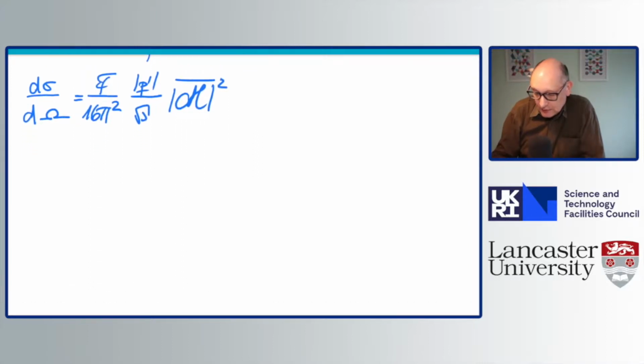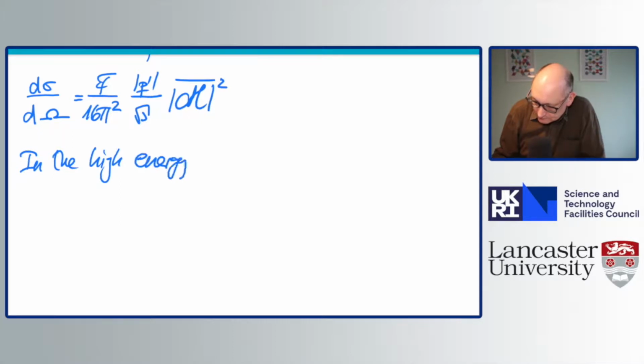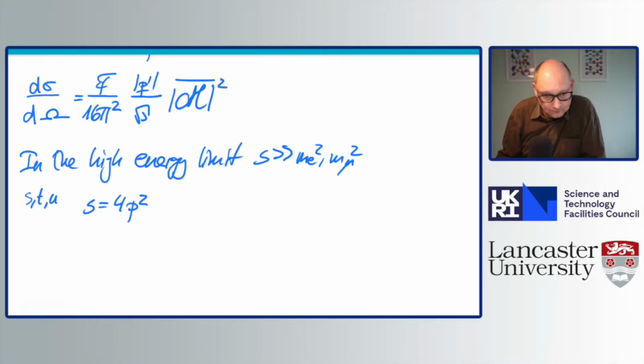Directly by measuring the scattering angle dependence of the cross section. Now, in the high energy limit, where s is much bigger than the masses involved, the Mandelstam variables become: s, the center of mass energy, is 4p squared, t.